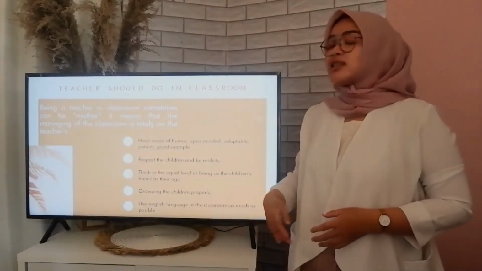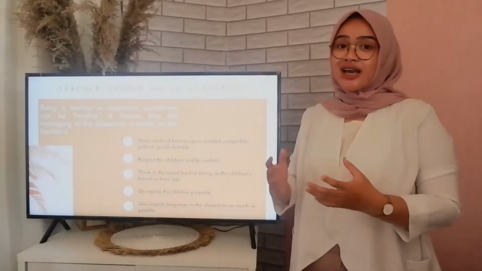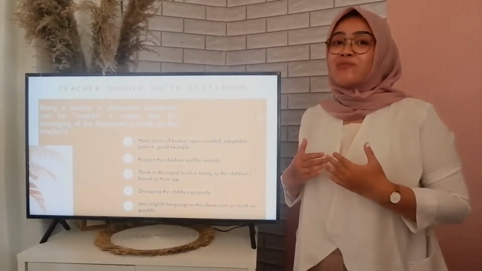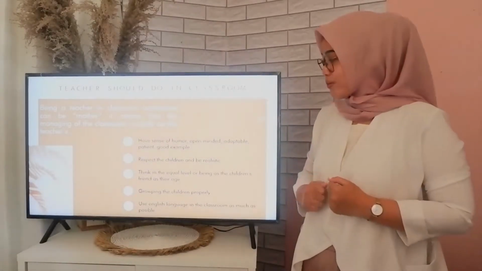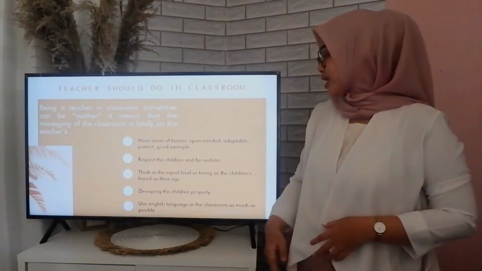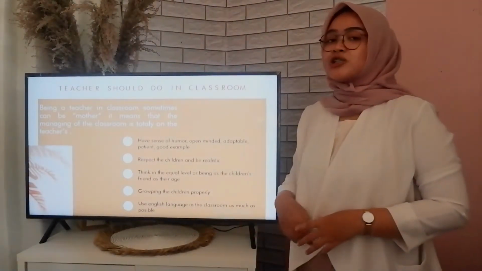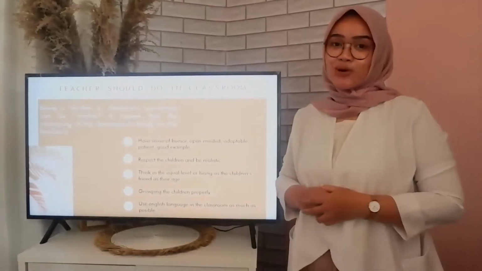The third is to think at an equal level, being like the children's friends. Yeah, we need to become their friends in the classroom, so we grow the children up properly. And the last one is to use the English language in the classroom as much as possible.